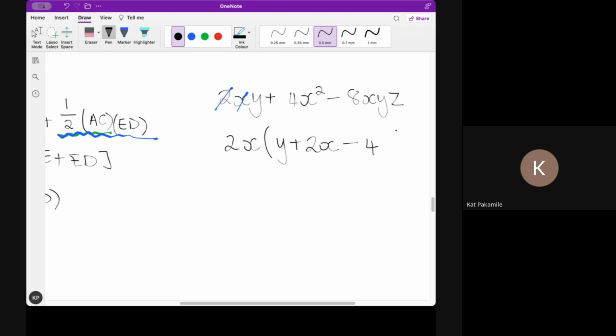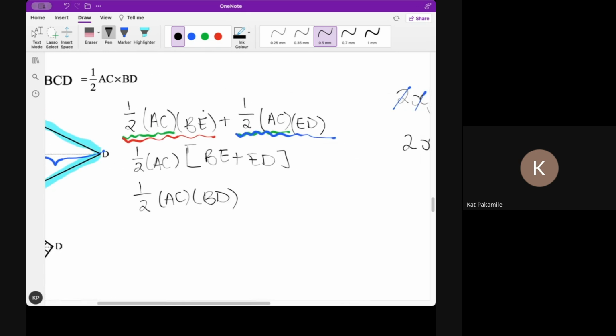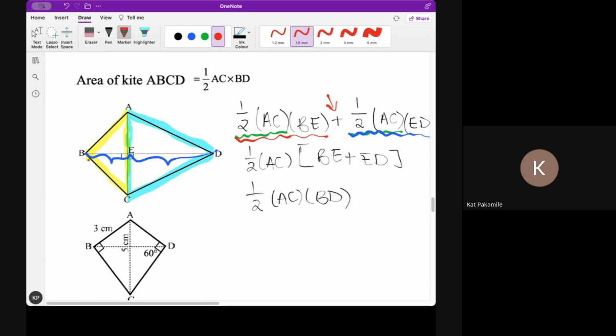Y and z. So from that concept here, we said both of these have a half and they have an AC. So I took out half and the AC. From the first term, after I took out half and AC, what was left? It was BE. Does that make sense? And then I had a plus, but the plus was already there. And I took out half AC from ED, so that's all that's left. But if you look at your sketch, BE plus ED is just the whole BD. Does that make sense?